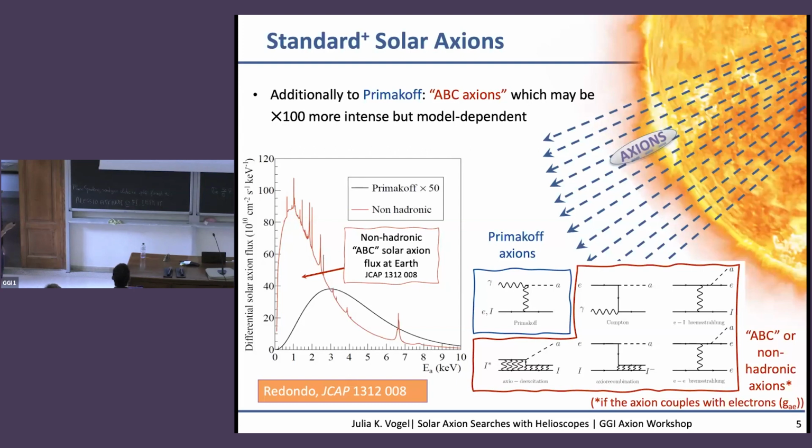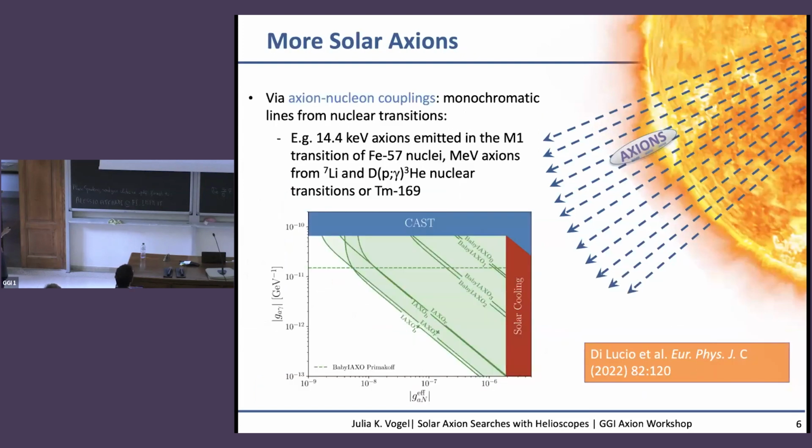There could also be a standard plus solar axion, so more axions, if you have axial nucleon coupling. CAST already looked for some of these monochromatic lines from nuclear transitions. So this was this part down here, the MeV axions from lithium and deuterium. With IAXO, we could look at 14.4 keV axions that are emitted in M1 transitions of iron-57. So I refer you to this paper by Luca and company. For different layouts of IAXO, we could be sensitive to these kinds of axions as well.